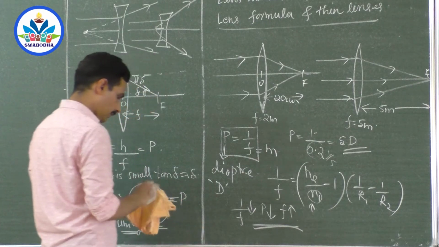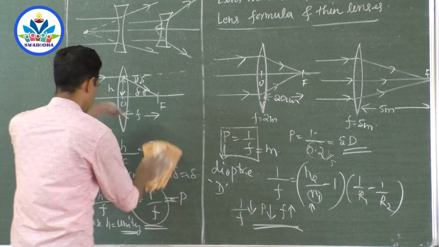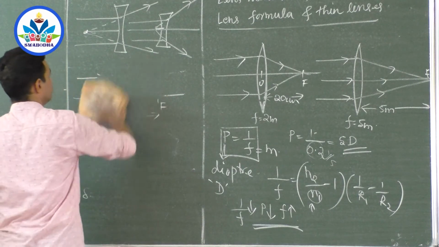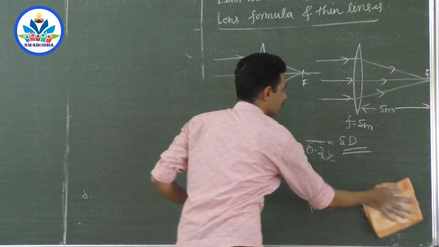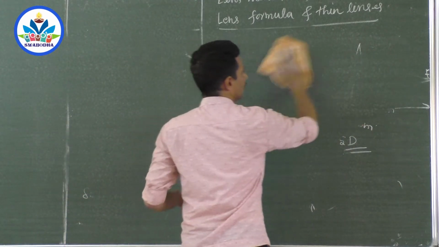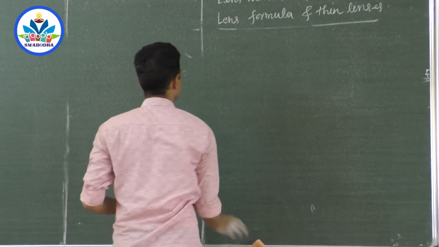Okay, now we will go for a small derivation and we will finish it regarding power and focal length. Combination of lenses, okay?